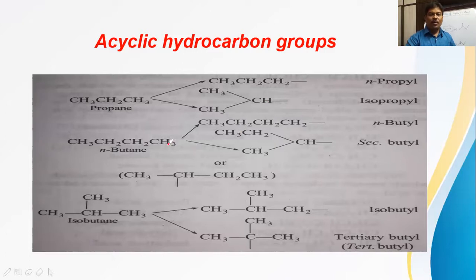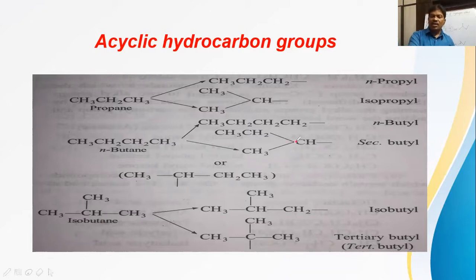And if you remove hydrogen from this CH2 carbon or this CH2 carbon, these two are equivalent carbons. If you number from this side, 1, 2, 3, 4 carbons. If you number from this side, 1, 2, 3, 4 carbons. So these two carbons are equivalent, and the terminal carbons are also equivalent. If you remove one hydrogen from the terminal carbons, we get N-butyl. If you remove hydrogen from any one of these CH2 carbons, we get secondary butyl.